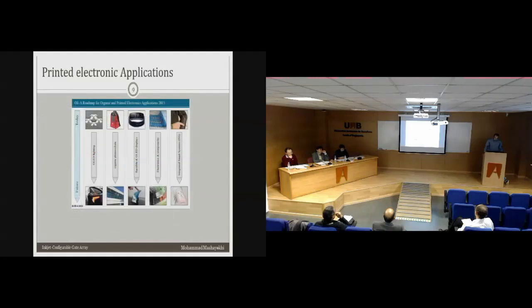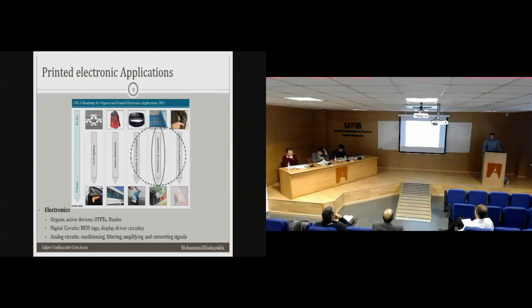Okay, the Organic Electronics Association categorized the printed electronics applications into 5 main categories: lighting and photovoltaic, and 3 other categories which are basically the scope of my thesis, which are electronic and components, displays, and integrated smart systems, where electronics could go from the very low level of organic active devices like OTFTs and diodes to digital and analog circuits like RFID tags, display drivers, and in terms of analog, like conditioning, filtering, amplifying the signals.